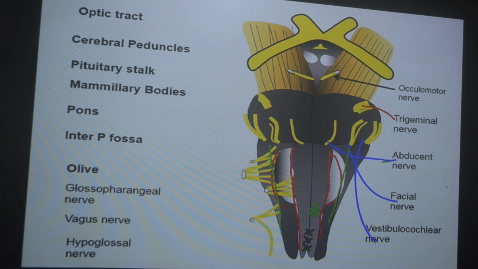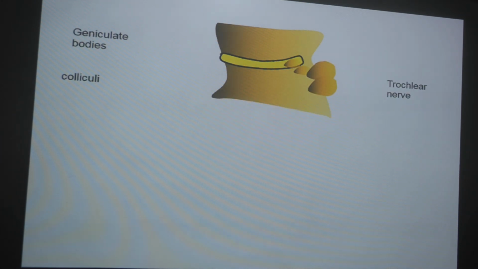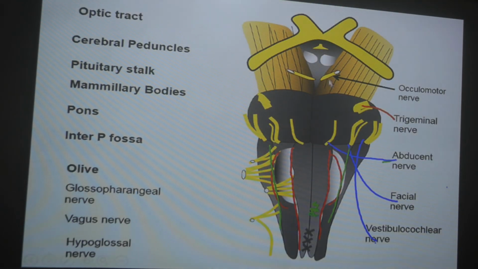Which nerve? Olfactory and optic are not from the brainstem, the first two. Doctor, what is the third cranial nerve? Here, this is the third cranial nerve, the oculomotor.